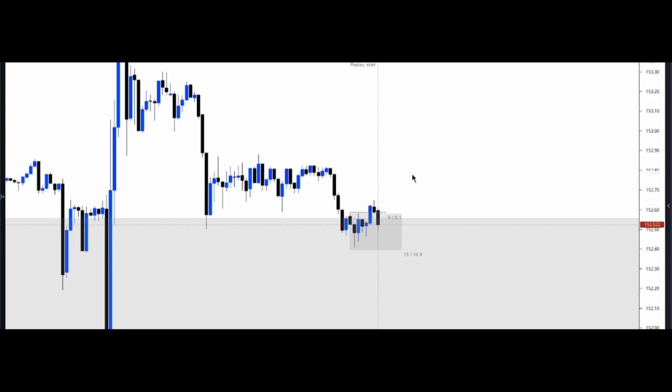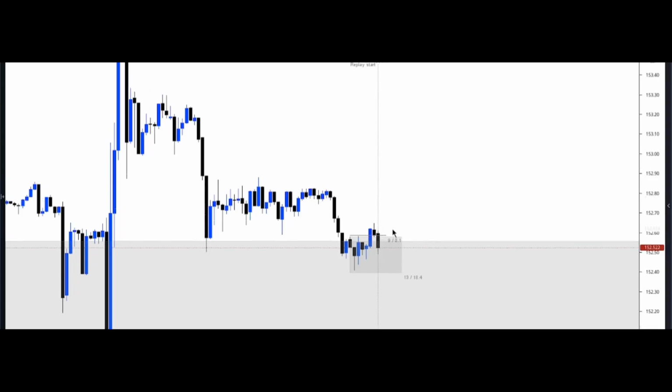Now, take a look at this. And I want you to understand one thing. Remember, we are trading a counter trend trade here. Overall, the market is bearish. Okay? So this buy opportunity is just a counter trend. So you don't need to hold your trade for too long.